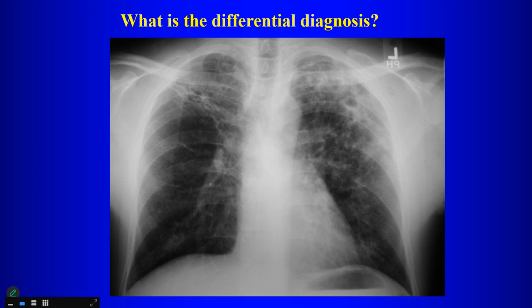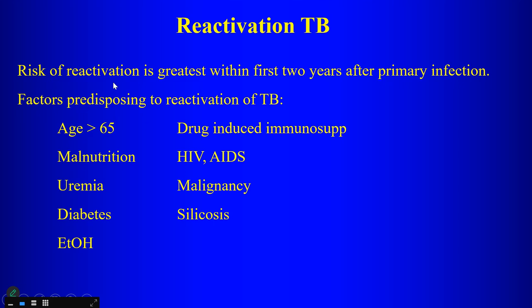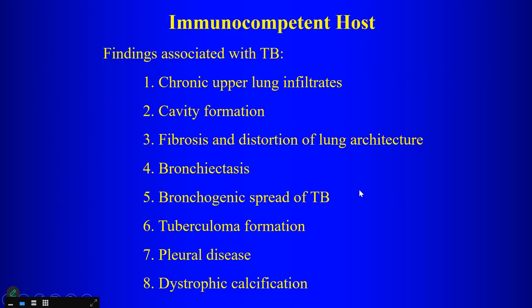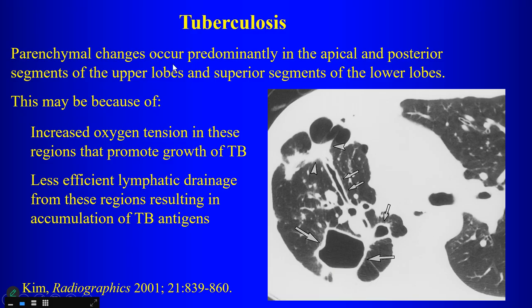Then there are some cases of sarcoid also, although sarcoid tends to be symmetric, whereas TB tends to be asymmetric. Risk of reactivation is greatest within the first 2 years after primary infection. These are, of course, factors that predispose to reactivation of tuberculosis. Nothing surprising there. Findings associated with TB: upper lung consolidations, cavities, fibrosis, bronchiectasis, bronchogenic dissemination, tuberculoma, pleural disease, dystrophic calcification.